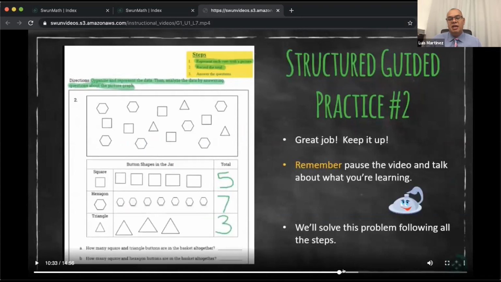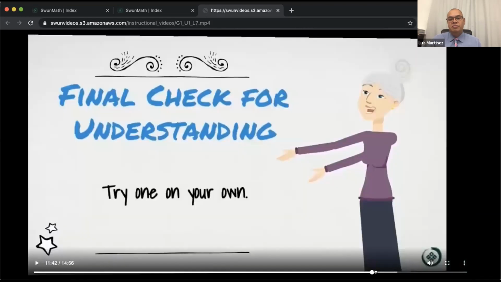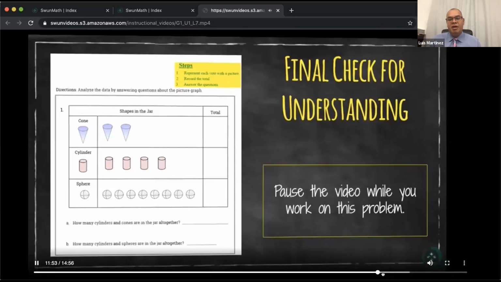So once they're done with 2 input models and 2 guided practices, then it becomes their turn to show what they know. So just like in our normal lessons, they go through a final check for understanding where they're going to get to show what they know. So here they can pause while they work on the problem. They can work it out. Once they're done with the first problem, it'll get them through the second problem as well.